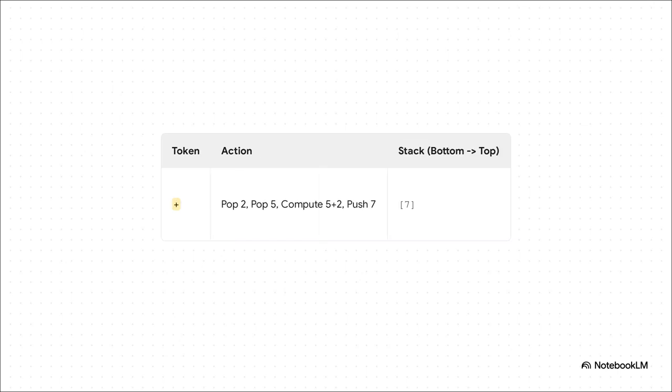And here's our first operator, a plus sign. This is where the magic happens. When the computer sees an operator, it pops the last two numbers off the stack. So first it pops the 2, then it pops the 5. It does the math, 5 plus 2, which is 7, and then it pushes the result, that's 7, right back onto the stack. Just like that. 2 numbers went in, 1 came out.